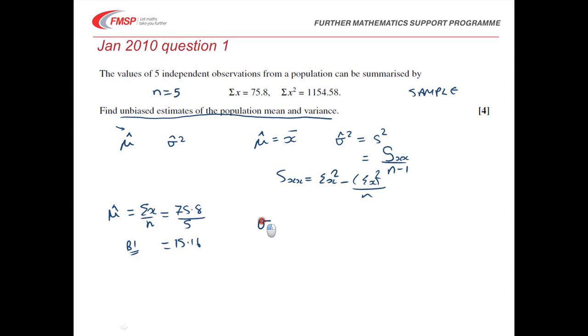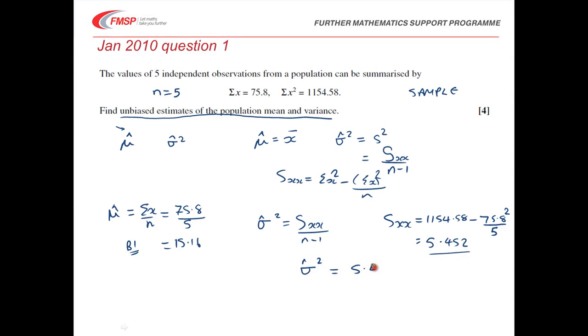Okay, so for sigma hat squared, we need to be calculating Sxx and then dividing it by n minus 1. So Sxx is, in this case, 1154.58 minus the sum of x all squared divided by n. Okay, so that doesn't change, that always stays the same. And if we calculate that, we're going to get 5.452. So sigma hat squared is going to equal 5.452 divided by 4. Okay, if you divide it by 5, you end up with what's called sigma squared, and we don't have a population, so we're not allowed to do that. So that's going to give me 1.363.